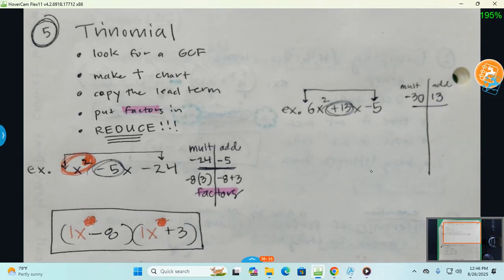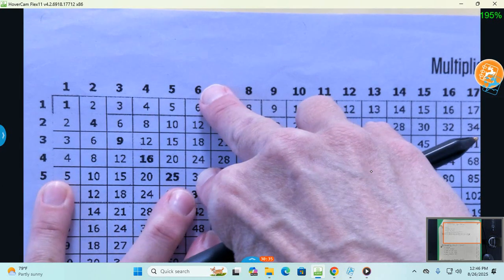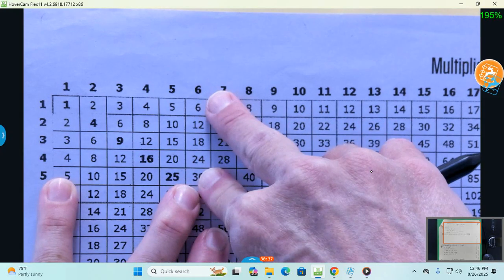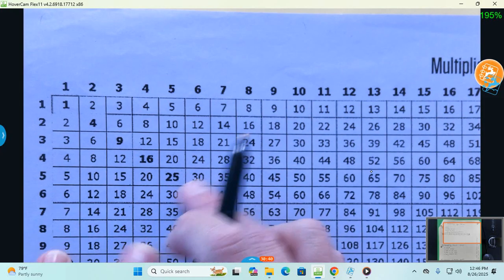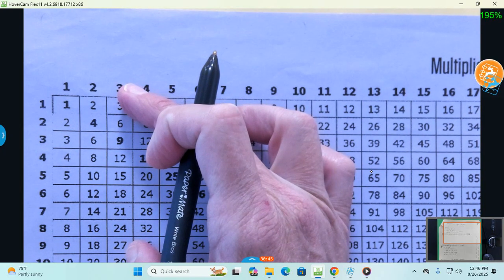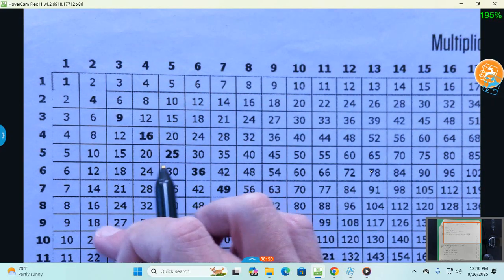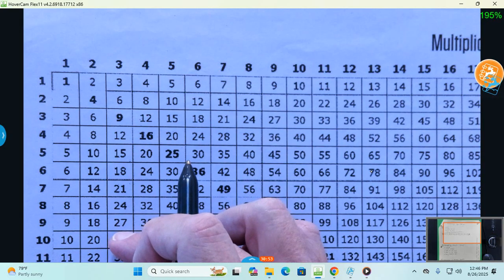So you got to find two things that multiply together to give you a -30 and add together to give you a 13. Again, this is where your sheet comes in handy. So we're looking for things that give us 30. Here's something right here, 6 and 5, but 6 and 5 won't give me a 13, so I keep looking. Here's a 30, 6 and 5 again. Here's a 30, 3 and 10. All right, so 3, I got to slide it up a little bit. 3 times 10 is 30, and 3 and 10 will also give me 13.